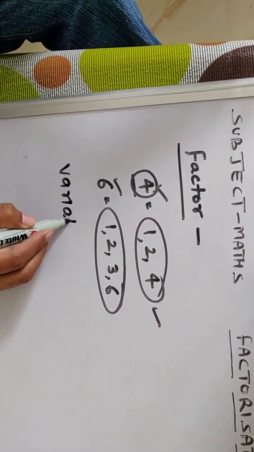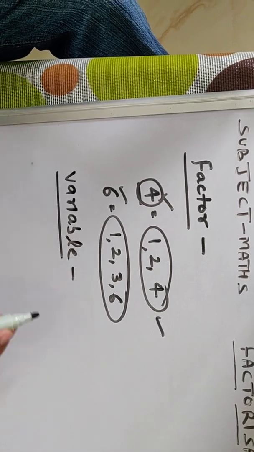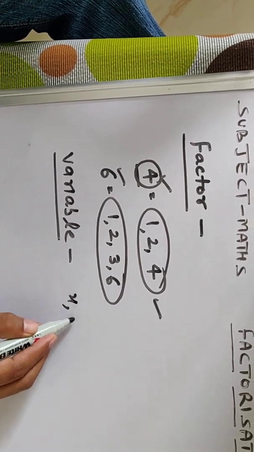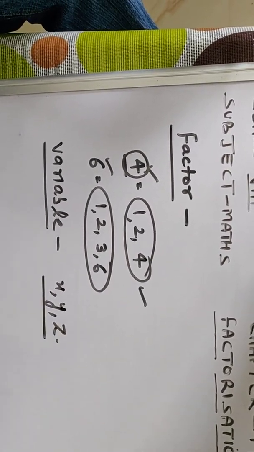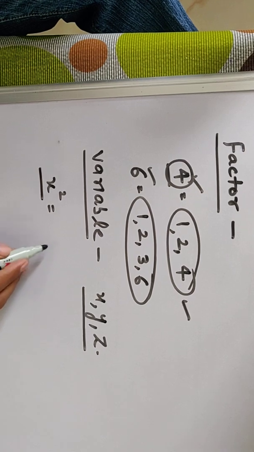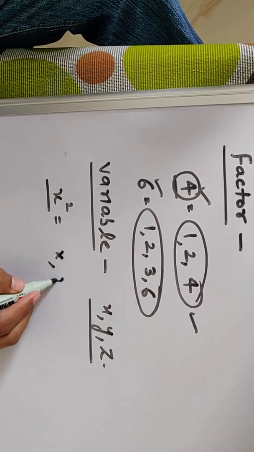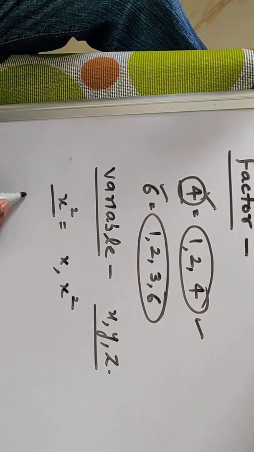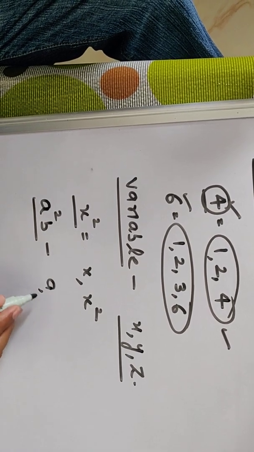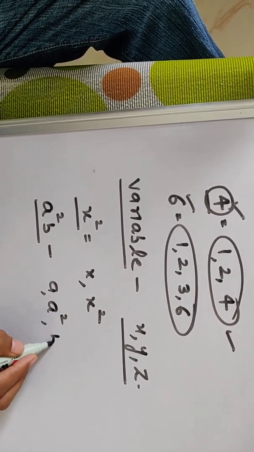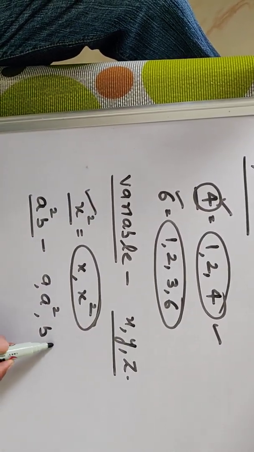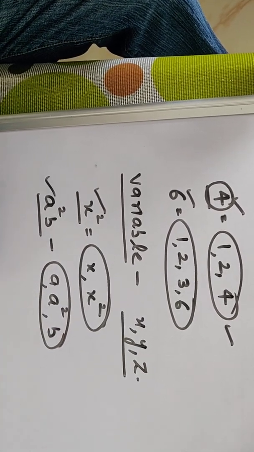Now in your syllabus we will discuss the factors of variables. All of you know the meaning of variable. A variable means a quantity whose value changes, and it is denoted by alphabets like x, y and z. Now suppose you have x square, then which terms can divide it? x can divide it and x square can divide it. Suppose a square b, it can be divided by a, by a square and by b. So x and x square are the factors of x square. a, a square and b are the factors of a square b.